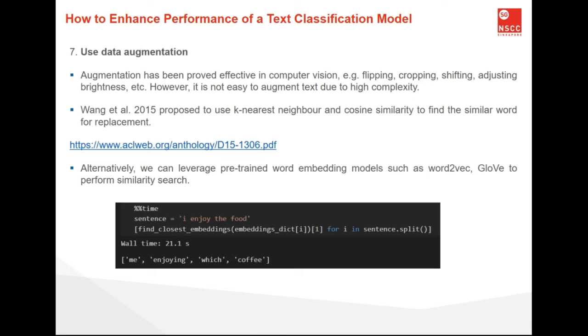In 2015, computer scientist Wang proposed a novel method for text data augmentation, where they use k-nearest neighbor and cosine similarity to find a similar word for replacement. Leveraging this technique helped to generate lots of data in a short time. Alternatively, we can leverage pre-trained word embedding models such as Word2Vec or GloVe to perform similarity search.